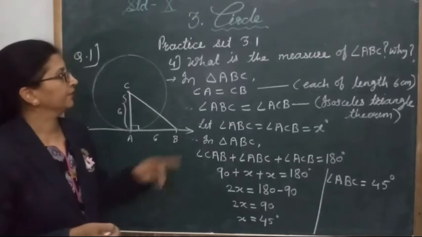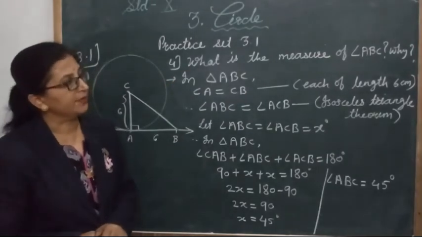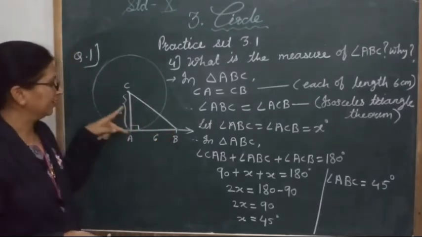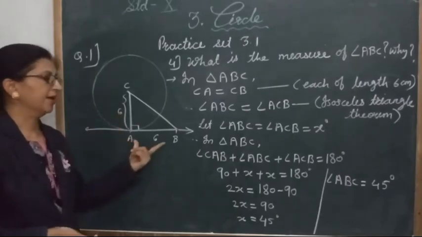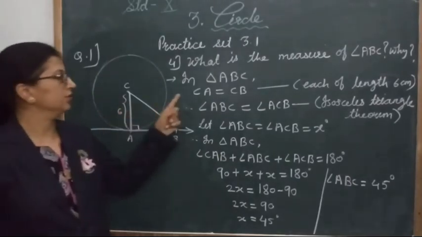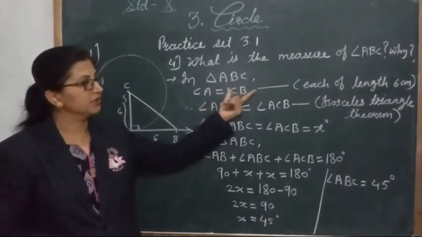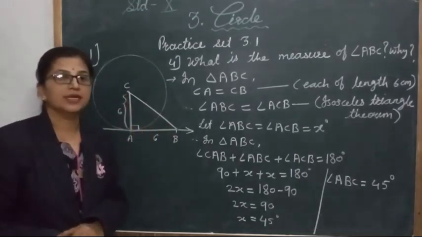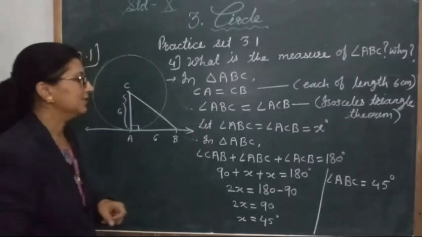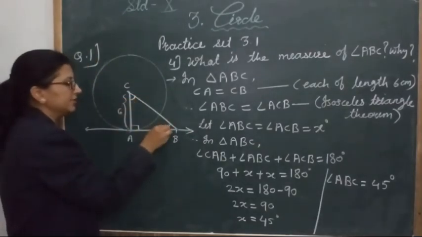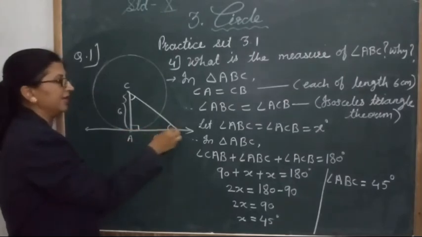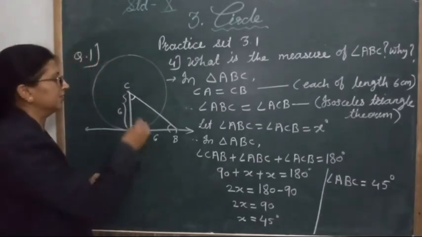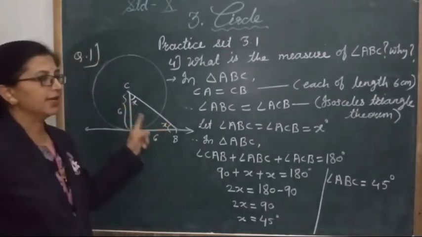Now the last question is, what is the measure of angle ABC and why? Now here in triangle ABC, CA is 6 centimeter, AB is 6 centimeter. It means that both CA and AB are congruent, each of length 6 centimeter. It means that this triangle ABC is an isosceles triangle. As it is an isosceles triangle, angle ACB and angle ABC are equal by the isosceles triangle theorem. Now let's consider the measure of both angles as x degrees.